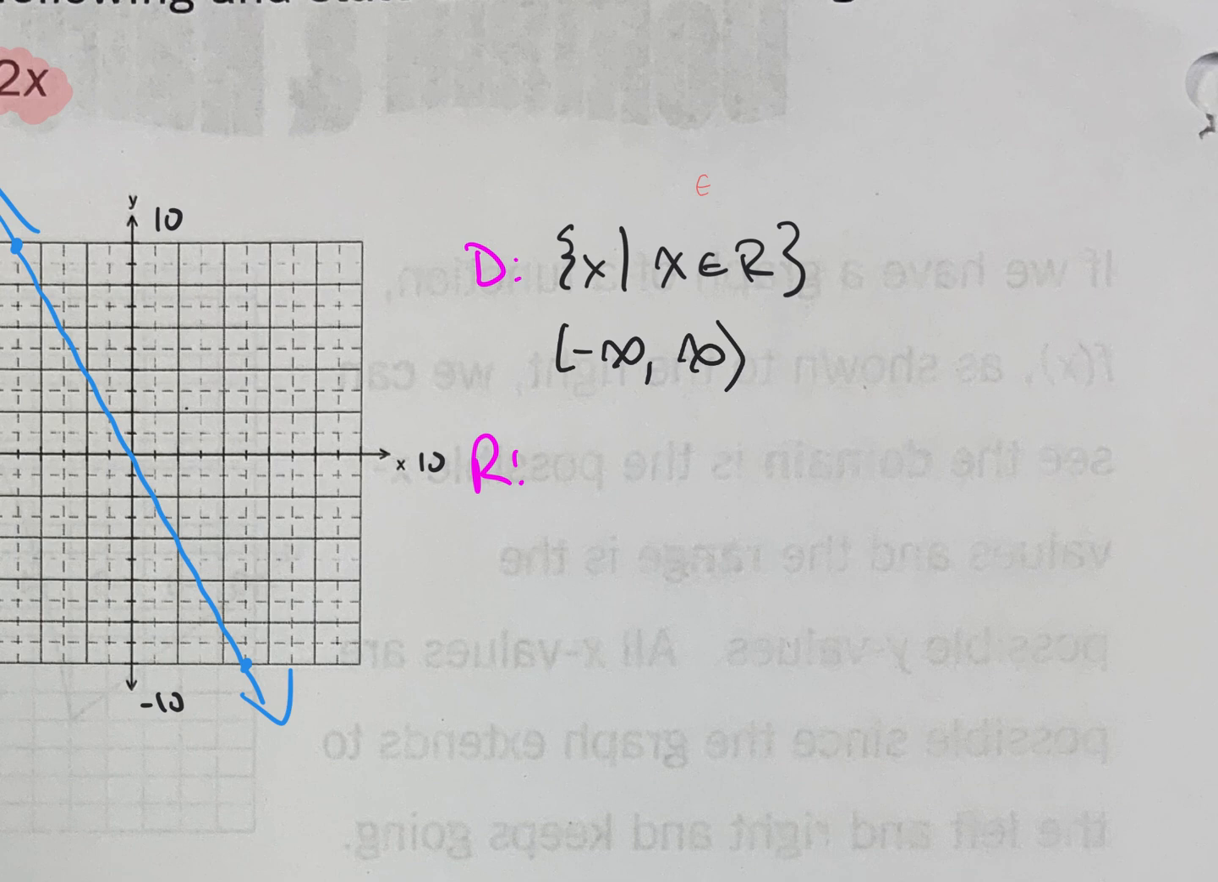The range is the exact same thing, except, of course, the range has to do with y. So it's the set of y's such that y is an element of the reals. And the interval notation is identical. It's negative infinity to infinity. Okay, so that's it for that question.